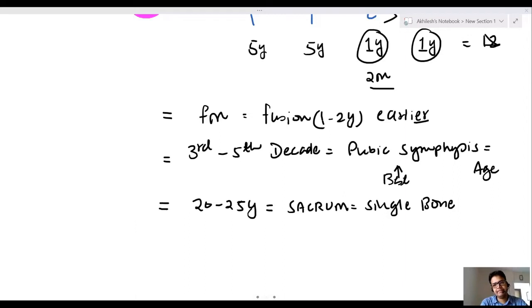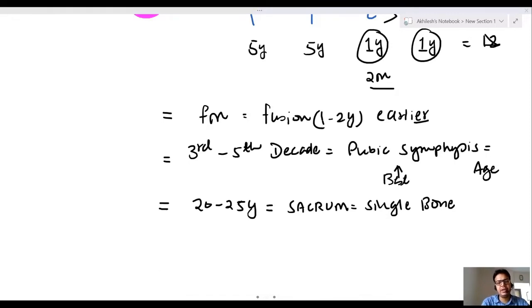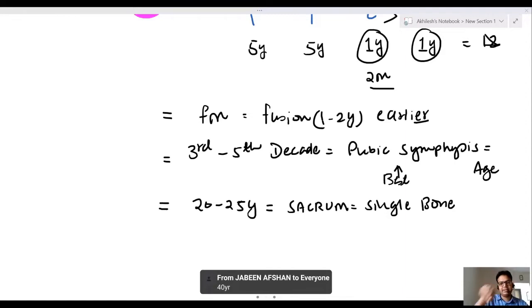IIT was the trick. Yes. Xiphoid of the sternum fuses at what age? Xiphoid, 40 years.